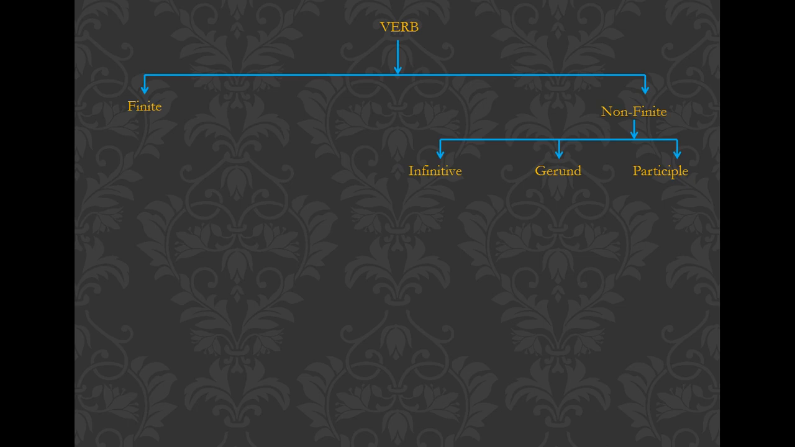Again, if we classify finite verb, we will find 2 kinds. They are principal and auxiliary. That means principal finite verb and auxiliary finite verb. Again, if we classify auxiliary verb, we will find another 2 types. They are primary auxiliary verb and modal auxiliary verb.